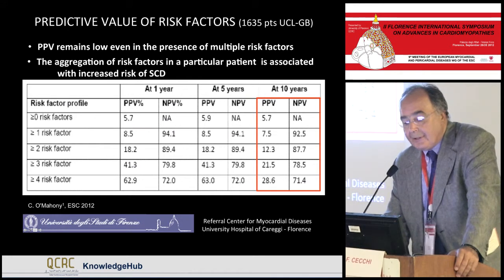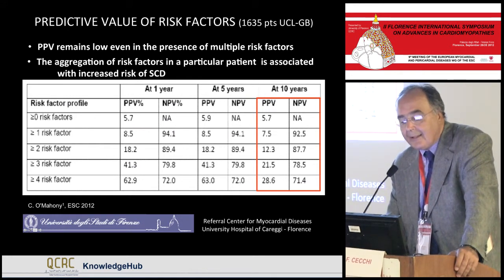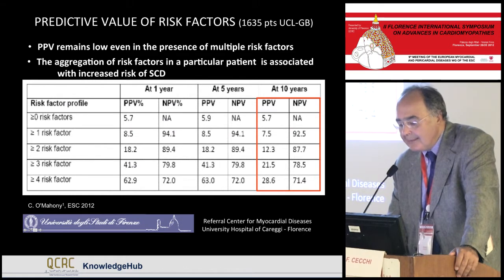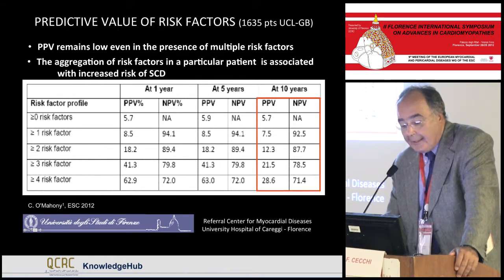So the positive predictive value remains low even in the presence of multiple risk factors, and the aggregation of risk factors in a particular patient is associated with increased risk of sudden cardiac death. And this is basically what we should use at this point. And as I said, we're not very clever anyway if we just use that.